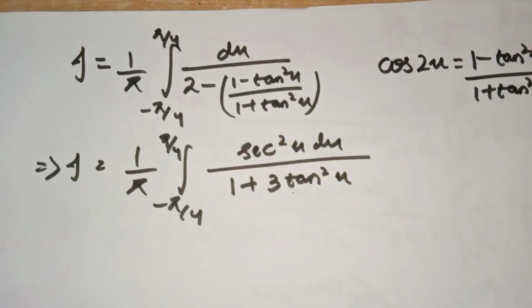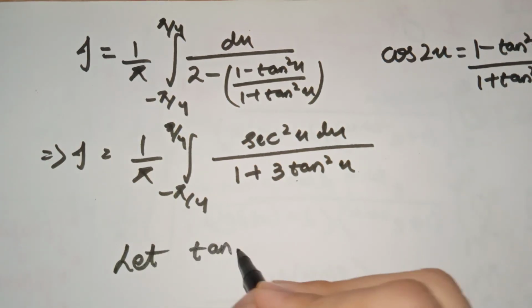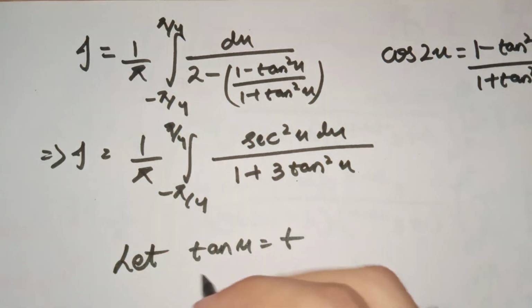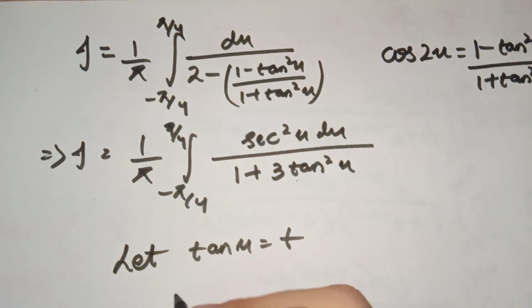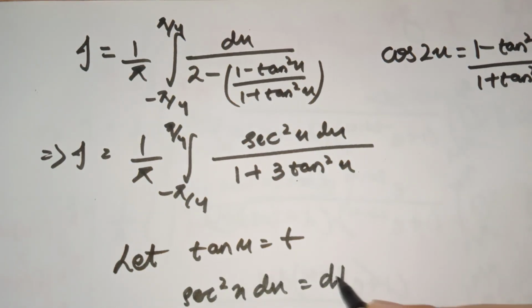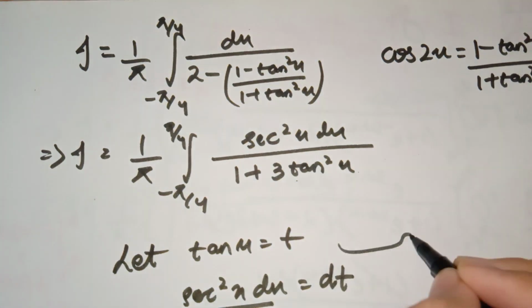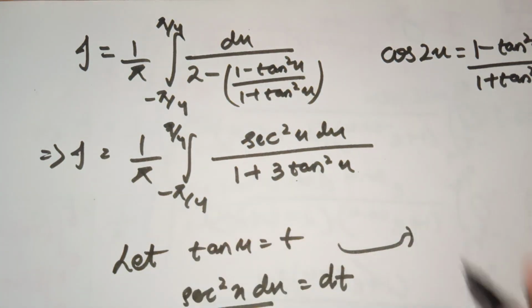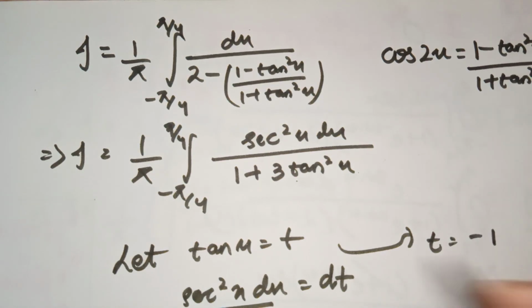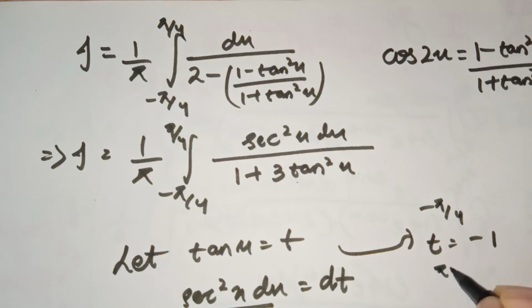So let's try that way. Let tan x equal to t. So the derivative sec square x dx is equal to dt. So this term here could be replaced by dt, and the limits when x is equal to minus pi by 4, t is equal to minus 1, and when x is equal to plus pi by 4, t is equal to tan pi by 4, that's 1.